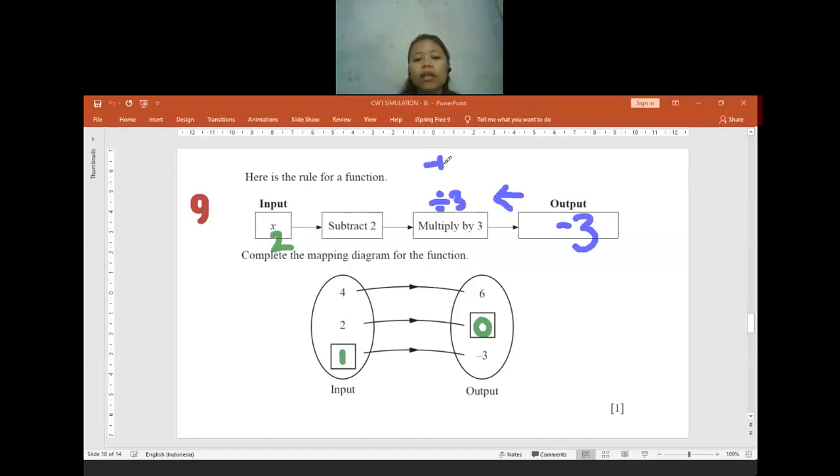Yeah, negative 1. We continue. The opposite of minus 2 is plus 2, so we do plus 2. The answer will be negative 1 plus 2, which equals 1.